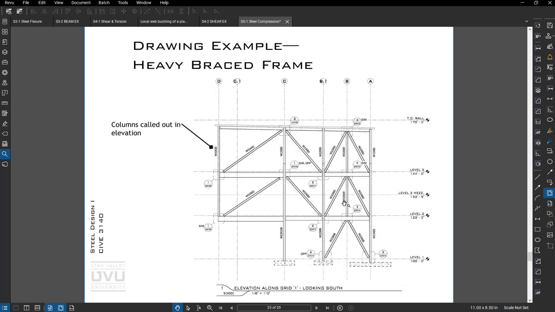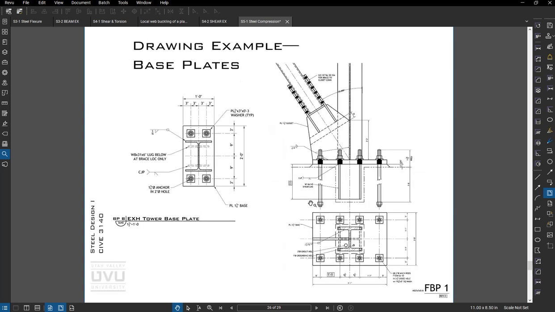Okay, that's kind of the basic introduction to columns. As far as drawings go, here's an example with the columns called out in it. These type of braces actually can carry compressive loads as well, so both the columns and these braces will carry compression loads, and we would design them like columns. Here's a base plate of a pretty heavy column. So you can see in plan view quite a few anchors. This has a big shear lug because it has a heavy brace coming into it.